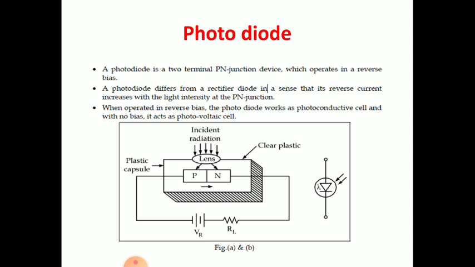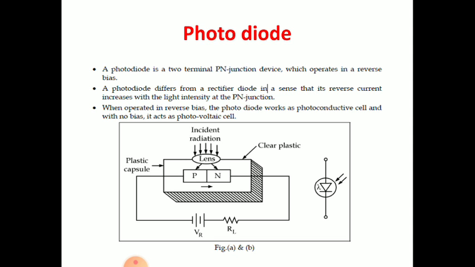A photodiode differs from a rectifier diode, that is a normal diode, in the sense that its reverse current increases with the light intensity at the PN junction. Read it again. A photodiode differs from a rectifier diode, that is a normal diode, in the sense that its reverse current increases with the light intensity at the PN junction.